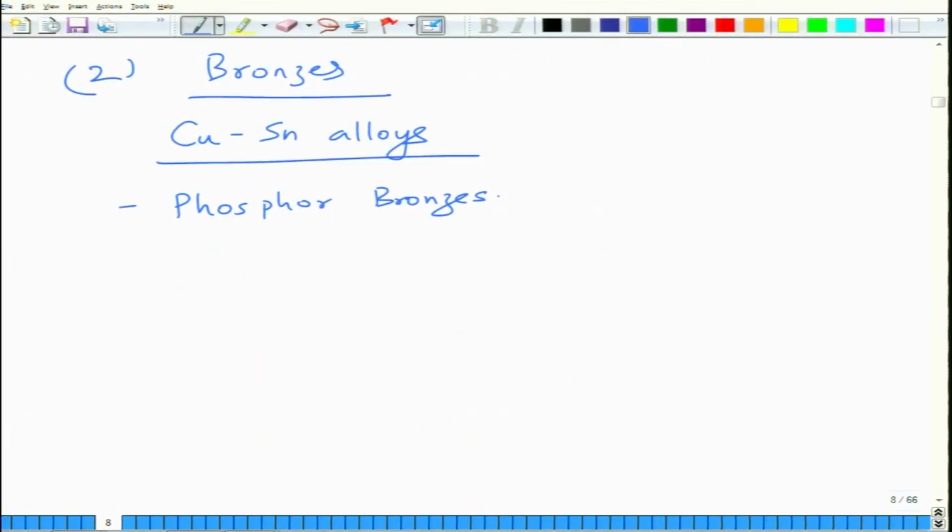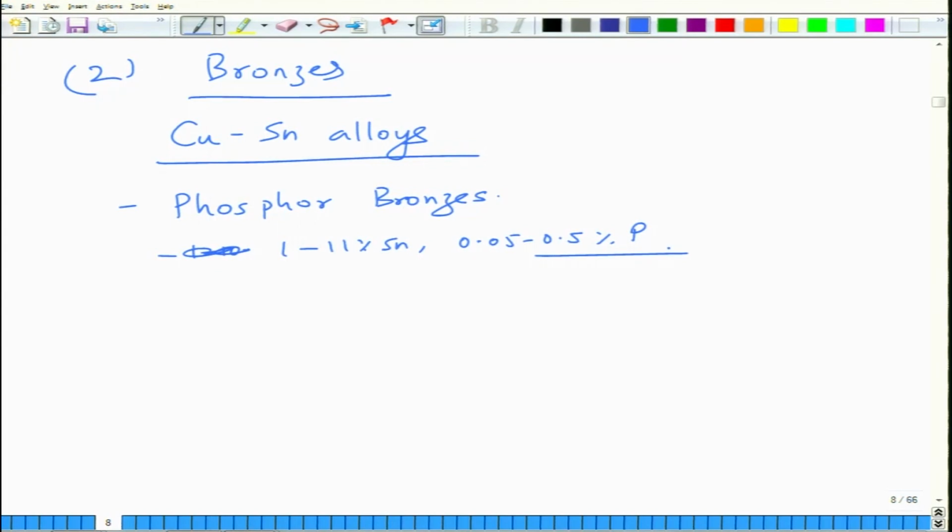So if you look at the phosphor bronze, it contains about 1 to 11% tin, and it contains some phosphorus, about 0.05 to 0.5% phosphorus, because phosphorus is present in castings as a deoxidizer. So, as a result you have these phosphor bronzes.